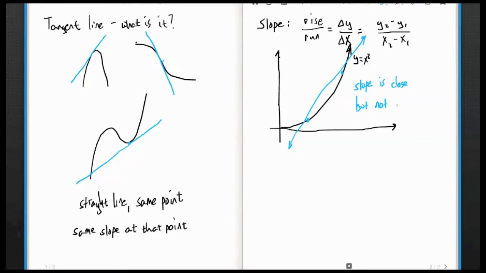But not great. Yeah, it doesn't quite match down there. All right, fine. So we could calculate the slope of the blue line. It's the same general slope as the curve at this point, but it's not exactly the right thing. So what do we do?